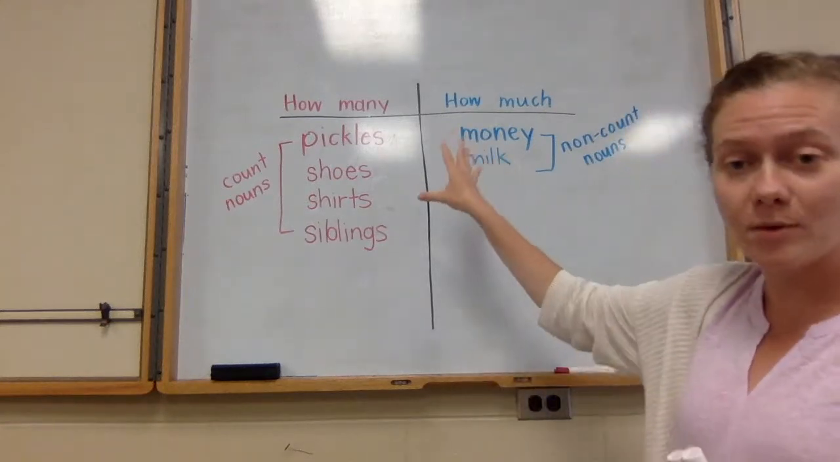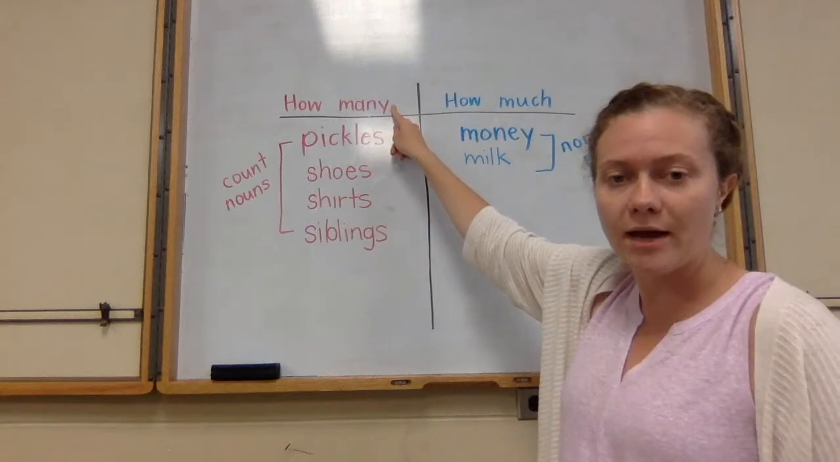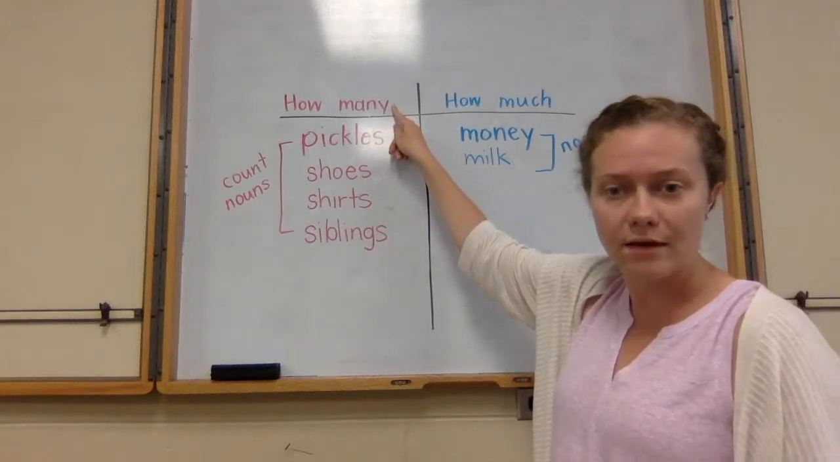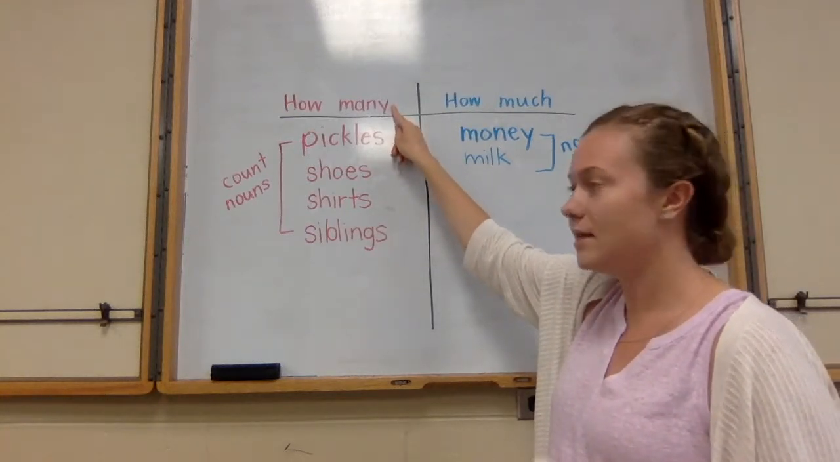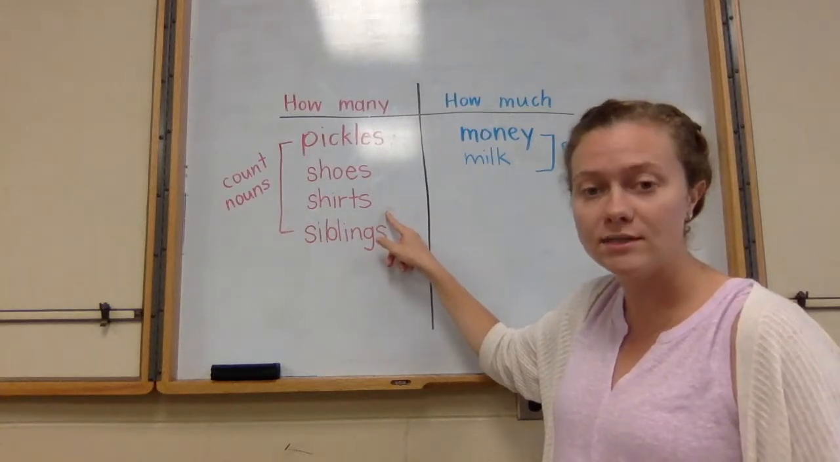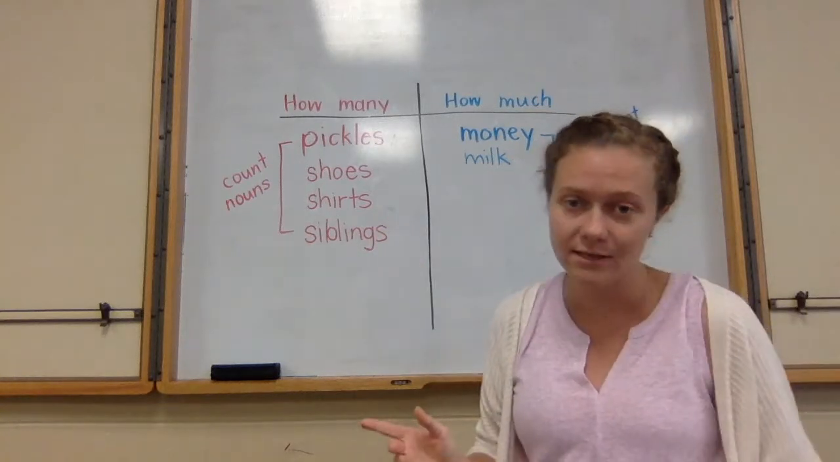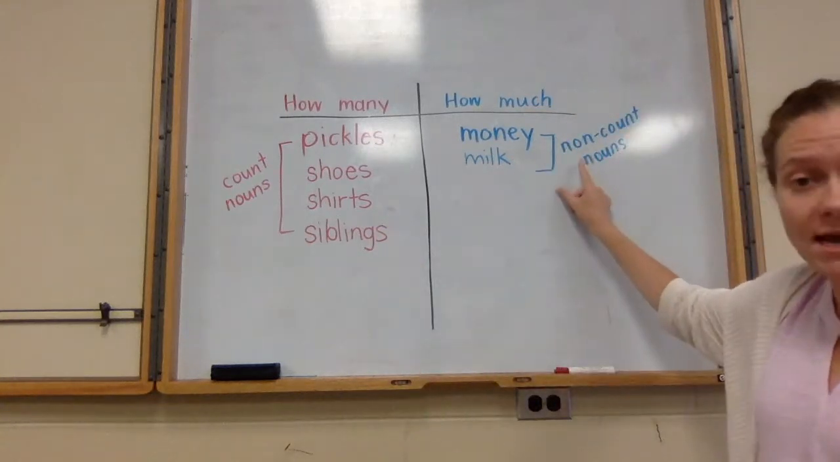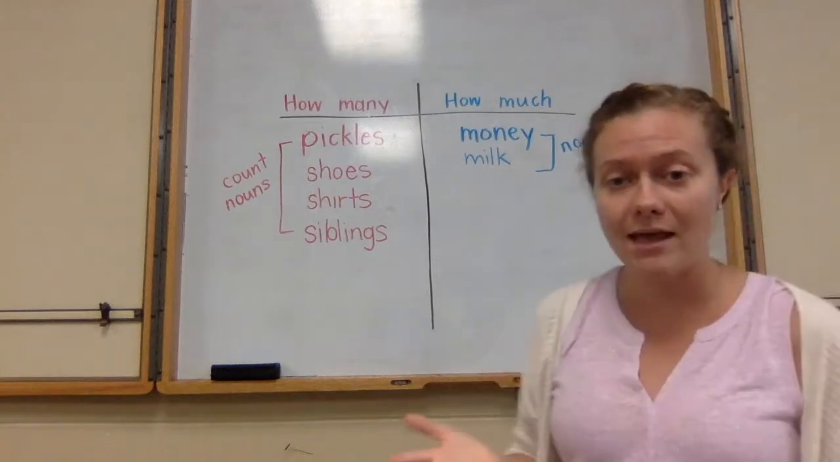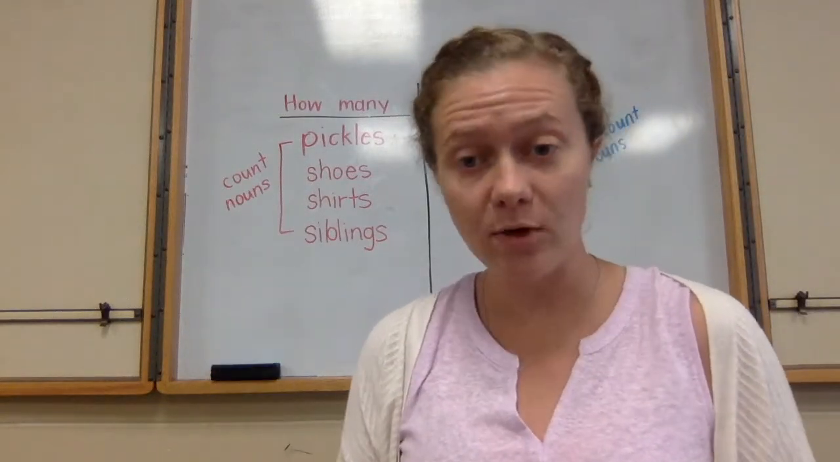So what we can learn from our graph here is that we use the phrase how many when we are asking about count nouns or nouns that we can count. If you want to know how many siblings somebody has or how many shirts you should bring, you need to ask how many shirts, how many siblings. When you are asking about non-count nouns, nouns that you're not able to count, you would ask how much money do I need? How much milk is left?